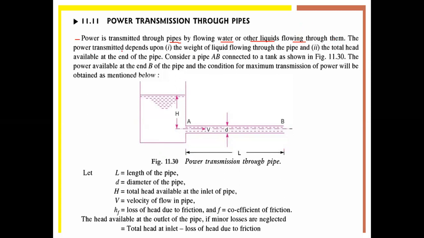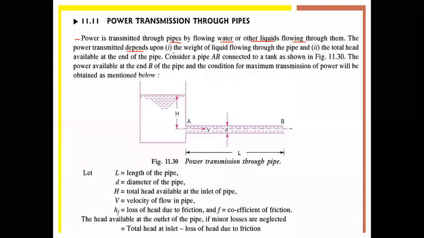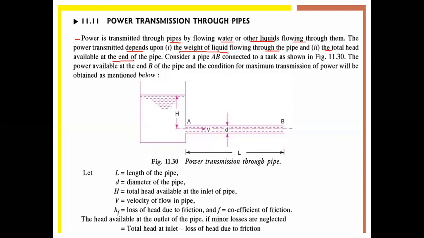The power transmission depends upon two criteria. One is the weight of the liquid flowing through the pipe. So in the pipe, whatever the fluid is flowing depends upon the length of the pipe and the diameter of the pipe. What is the weight of the liquid? And what is the second one? The total head available at the end of the pipe. So the first thing is the weight of the liquid to be considered. Second thing is the total head available at the end of the pipe.